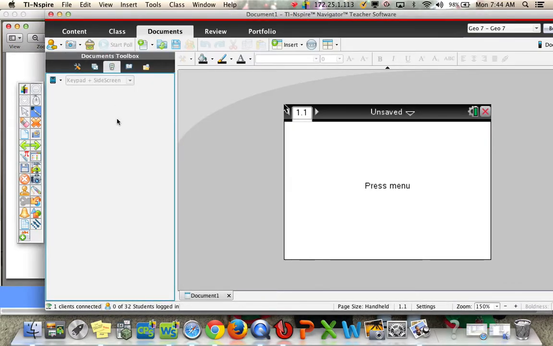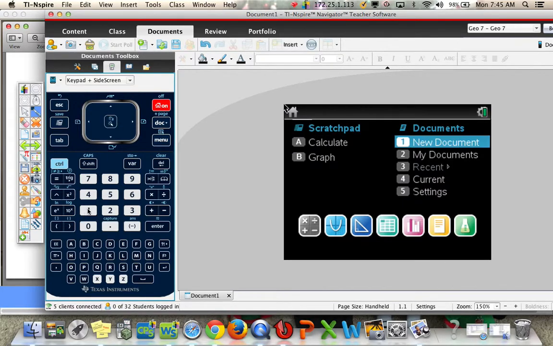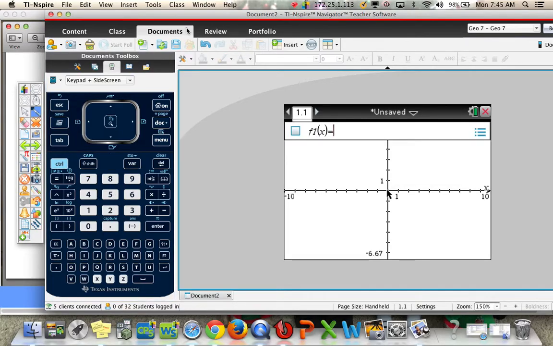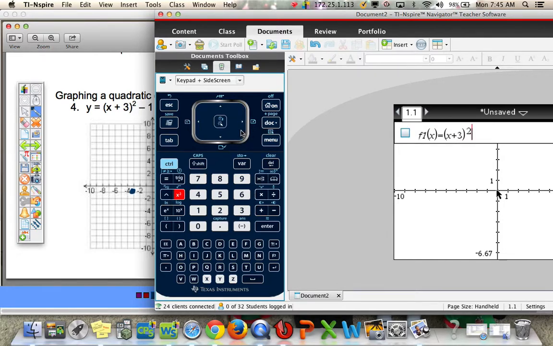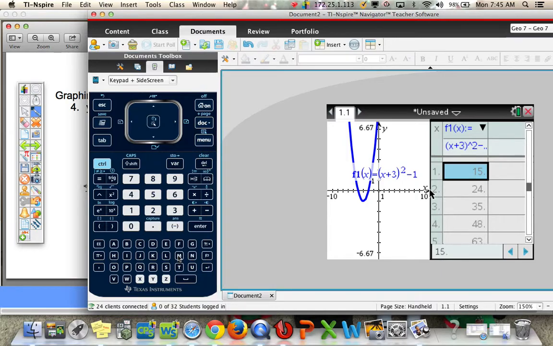You could open a new graph page. Let's open a new graph page and type in our function. So our function was parentheses x plus 3, squared, and then minus 1. So again, we can see what the graph looks like. To get our exact values, we could look at a table, and on the Inspire, if you hit Control-T, a table is going to pop up.